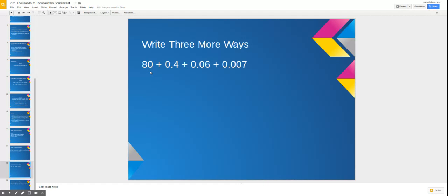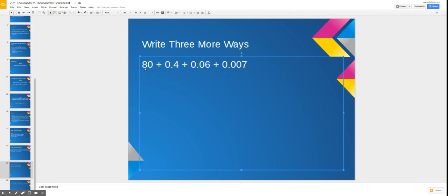Expanded form powers of 10 and expanded form. Expanded form powers of 10 multiplies a digit by the place it's sitting in. This cannot be that because I don't see the multiplication problem. So this must be expanded form. I'm going to first show that this number, 80 plus 4 tenths plus 6 hundredths plus 7 thousandths, can be written as expanded form powers of 10.